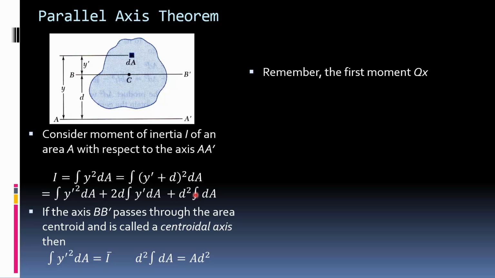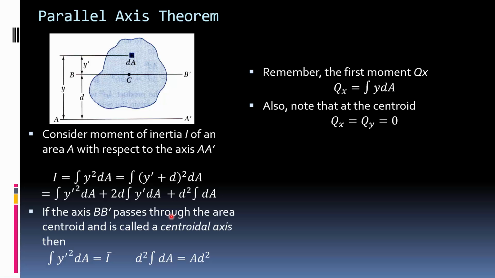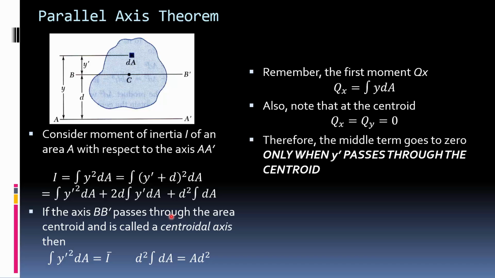But we have something that we remember, that the first moment Qx is defined as the integral of y dA, right? But not just that, at the centroid, we know that Qx and Qy are 0. So therefore, when we have this y prime dA term, this term is 0 only when y prime passes through the centroid. So if you're doing the parallel axis theorem, it has to be with respect to the centroid. You can't just pick any two random points.